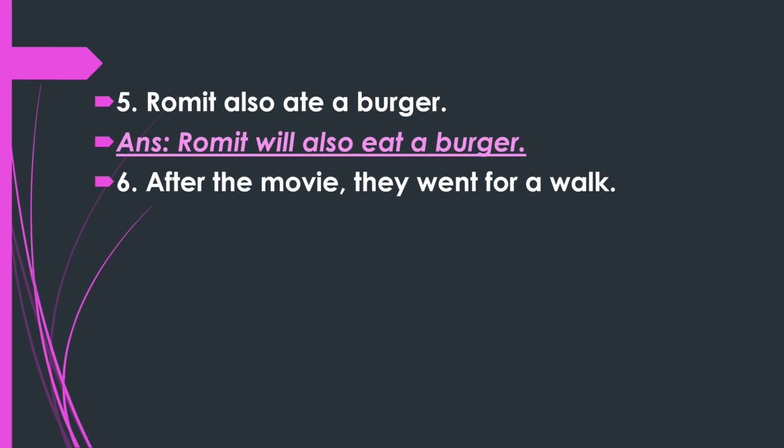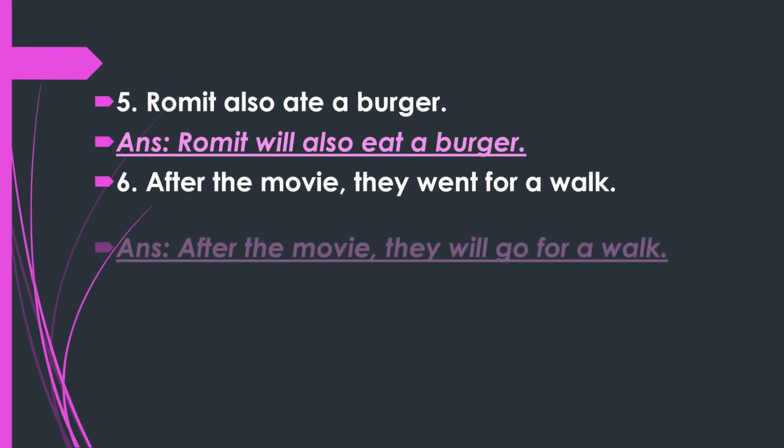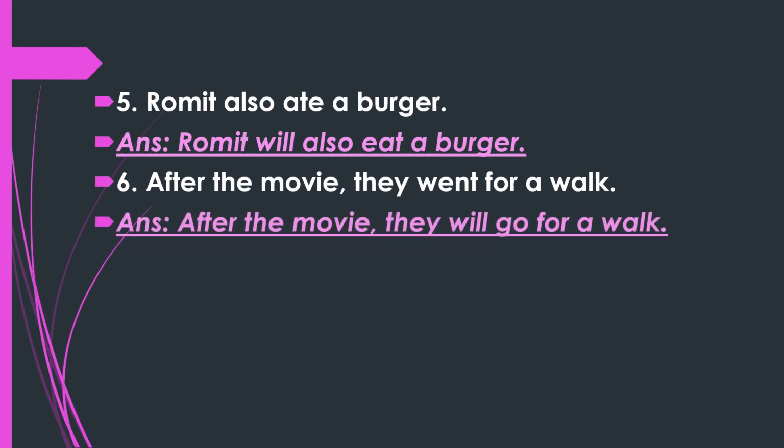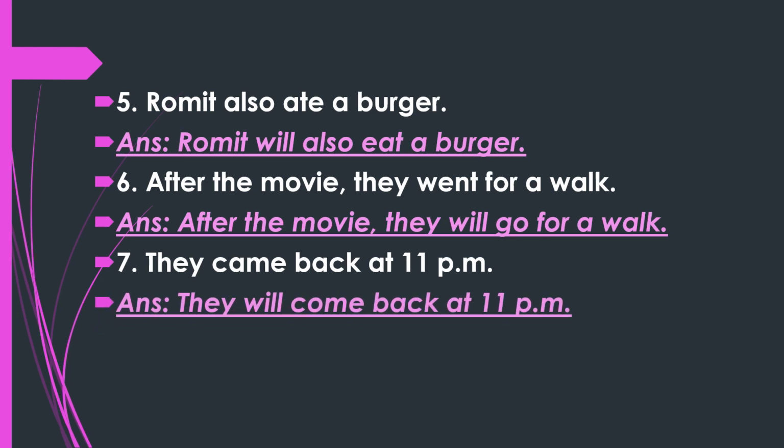After the movie, they went for a walk. When we change this sentence, which is in the past tense, to the future tense, it becomes after the movie, they will go for a walk. Here again, went becomes will go. They came back at 11 p.m. When we change this sentence to the future tense, it becomes they will come back at 11 p.m. Here came becomes will come.